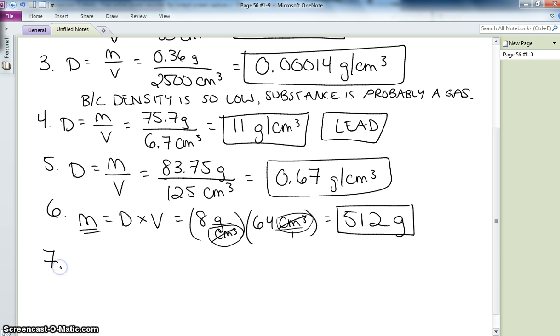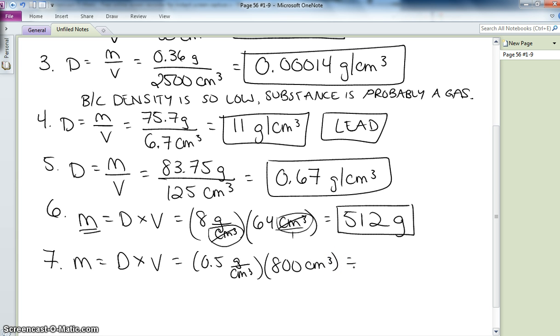All right, let's look at number 7. Different kinds of wood have different densities. The density of pine is generally about 0.5 grams per cubic centimeter. What is the mass of an 800 cubic centimeter piece of pine? Again, it's asking you to find mass. Same formula. Density times volume. It said the density of pine is generally 0.5 grams per cubic centimeter. And the volume of our particular piece is 800 cubic centimeters. So pause it while you put that into your calculator. 0.5 times 800, you should get 400.